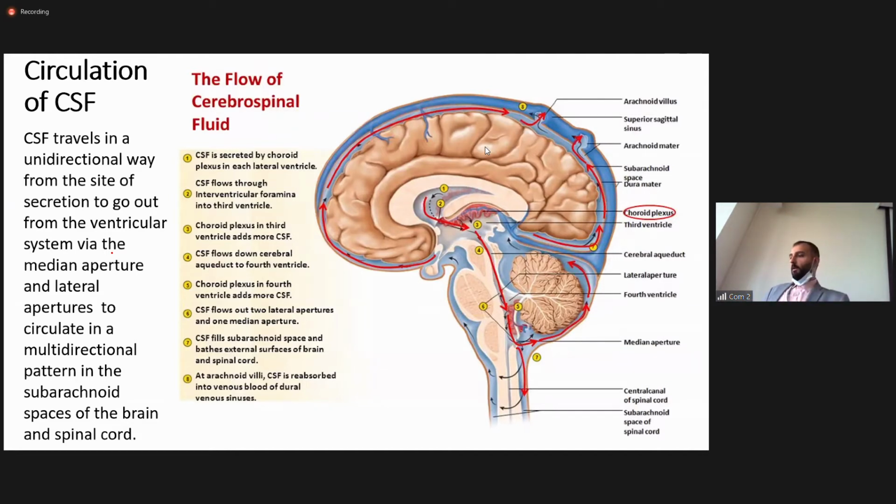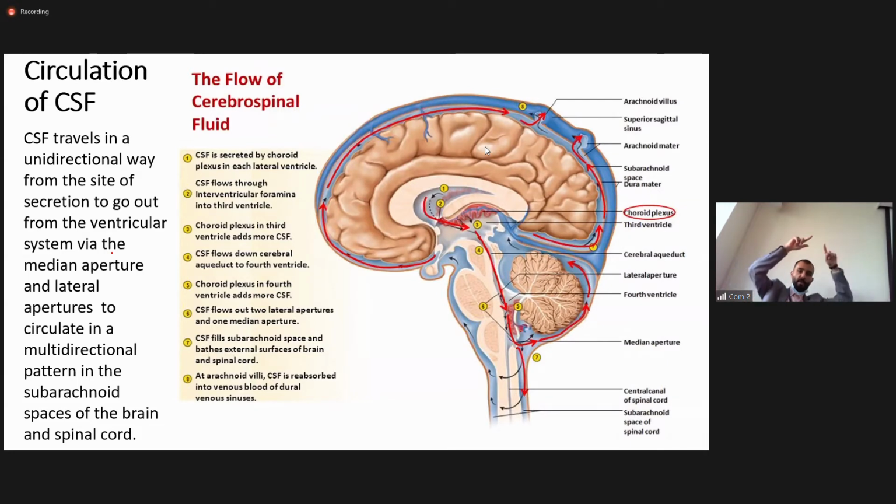Thank you. Okay, so as Marwan explained very nicely, from the lateral ventricles, it will go to the third ventricle where it will add more CSF, and then through the cerebral aqueduct into the fourth ventricle where it will exit through three openings, which are the foramina of Luschka and Magendie, the lateral ones and the median one, and then it will travel in the subarachnoid space. Okay, so it is going in a unidirectional manner from up to down, and once it exits, it will be multi-directional.